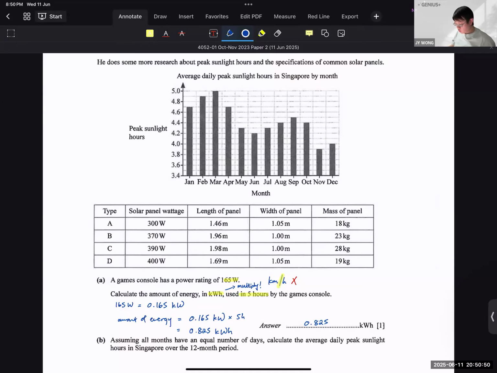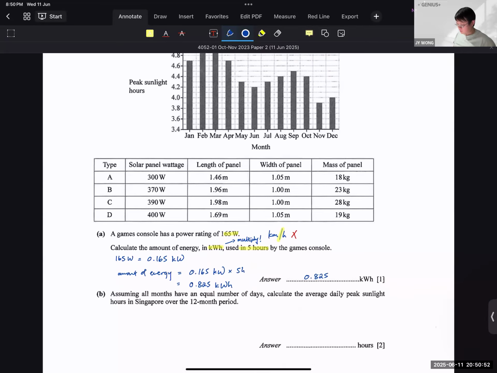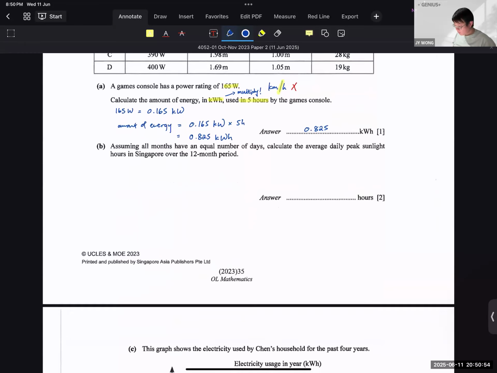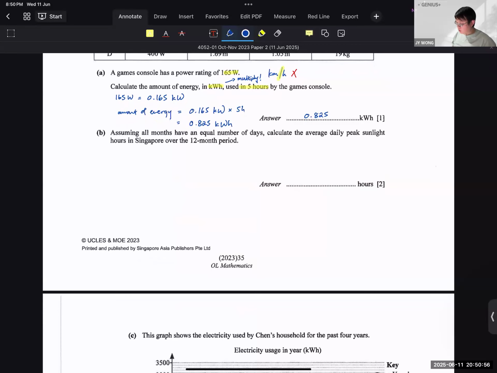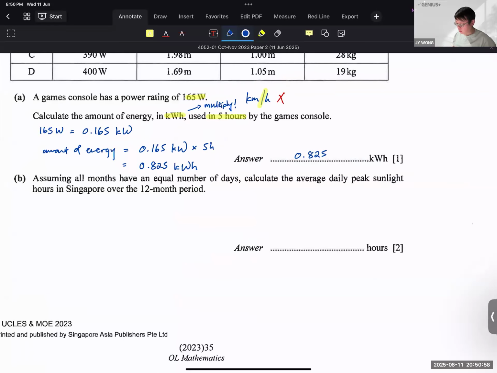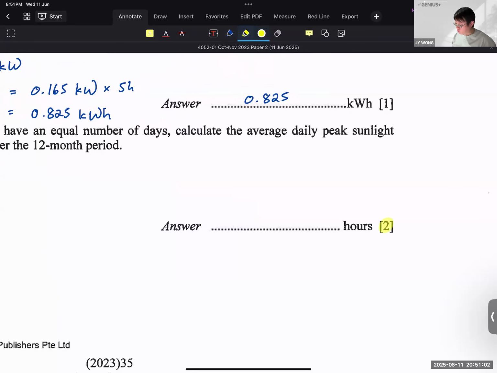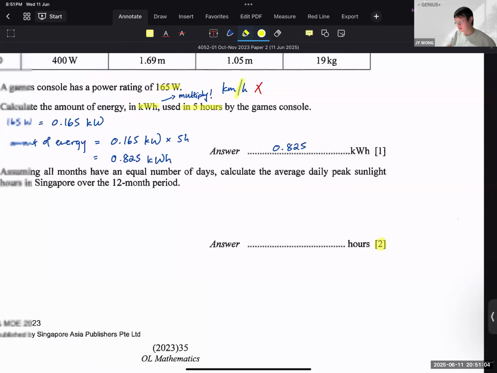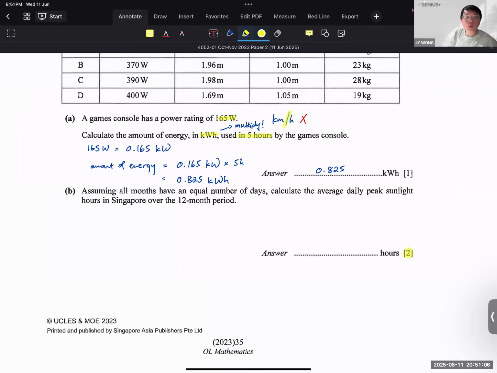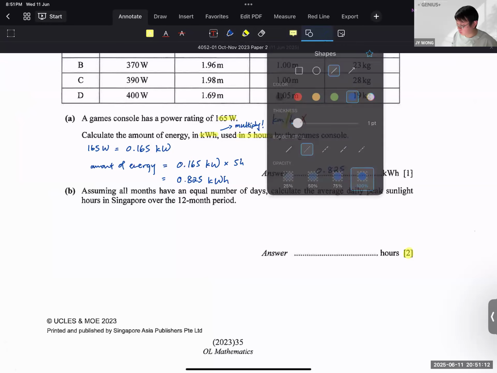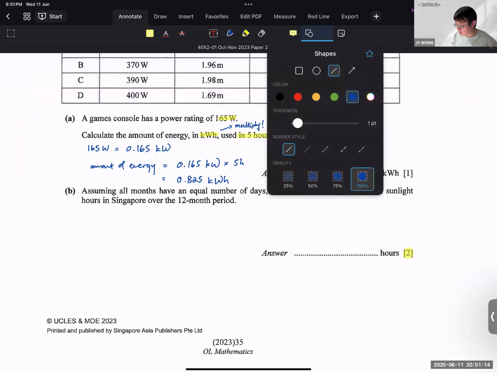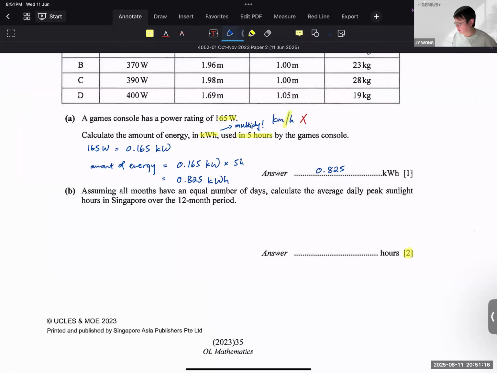Next, assuming all months have an equal number of days, calculate the average daily peak sunlight hours in Singapore over the 12-month period. Now, the one thing I want to point your attention to is that this question asking you to find average is 2 marks. It is 2 marks, not 1 mark. What does that tell you? Congratulations. Cambridge wants you to write out the entire equation for finding the average.